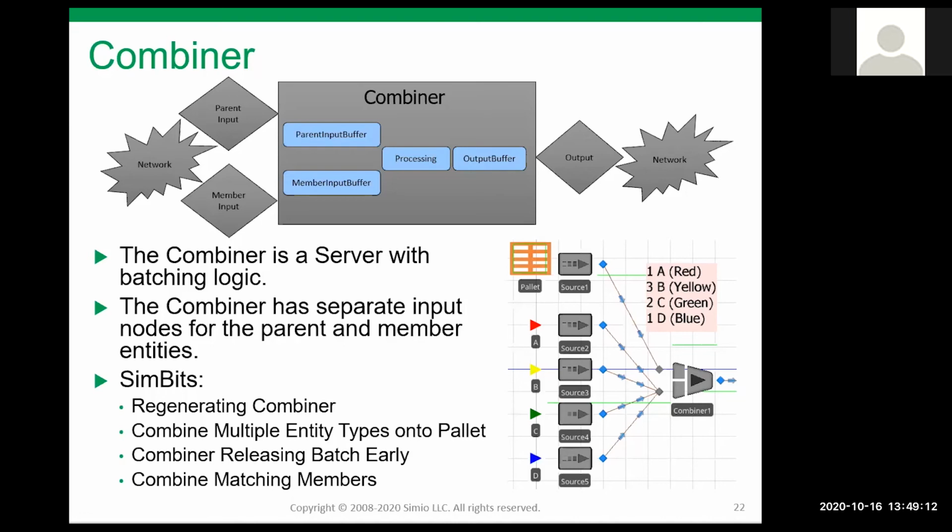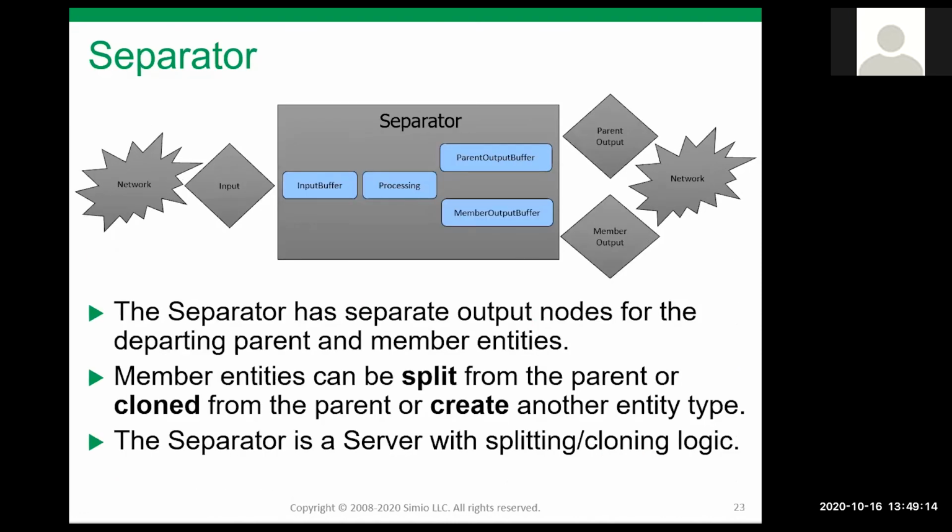Now, as you might expect, on the opposite side of the combiner, the matching object is the separator. A separator looks identical to a server, behaves identical to a server, except it has a member output buffer and some extra capabilities to deal with that. The main function of it is to separate a batch of entities. So I have a box with 20 parts in it. It comes in here, the box goes out the parent output, and the 20 parts come out the member output.